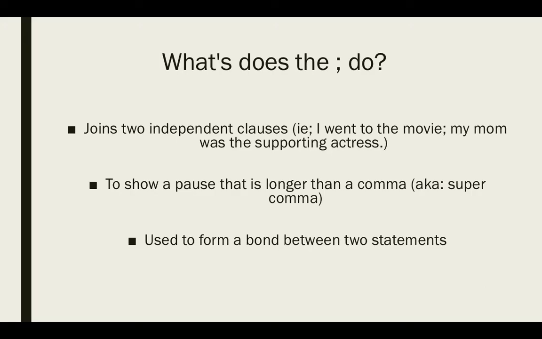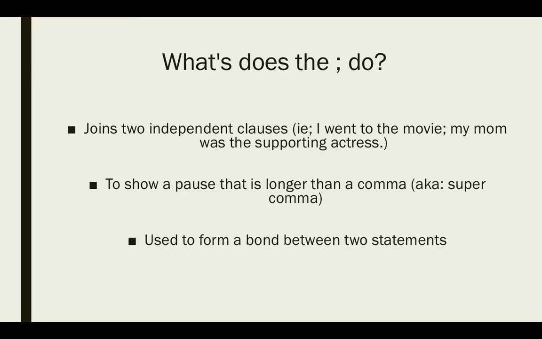What does a semicolon do exactly? What are the rules? First rule, semicolons join two independent clauses. Next, I have an example. I went to the movie; my mom was a supporting actress.